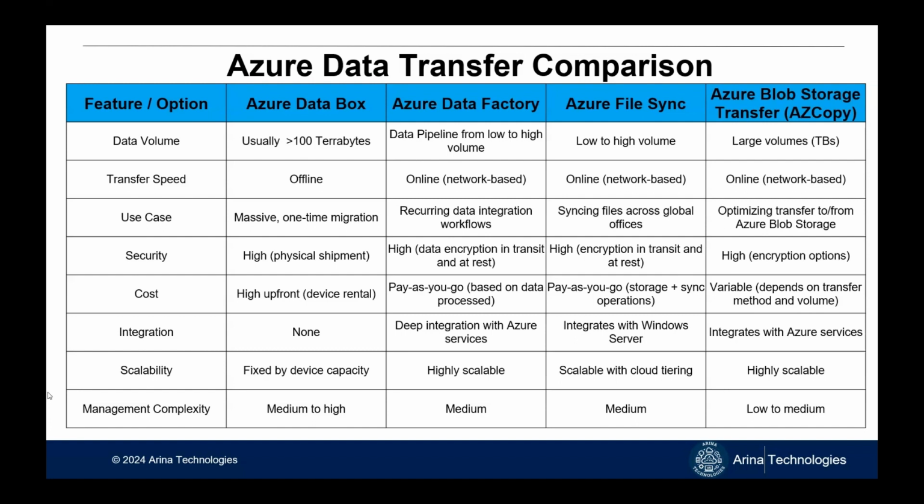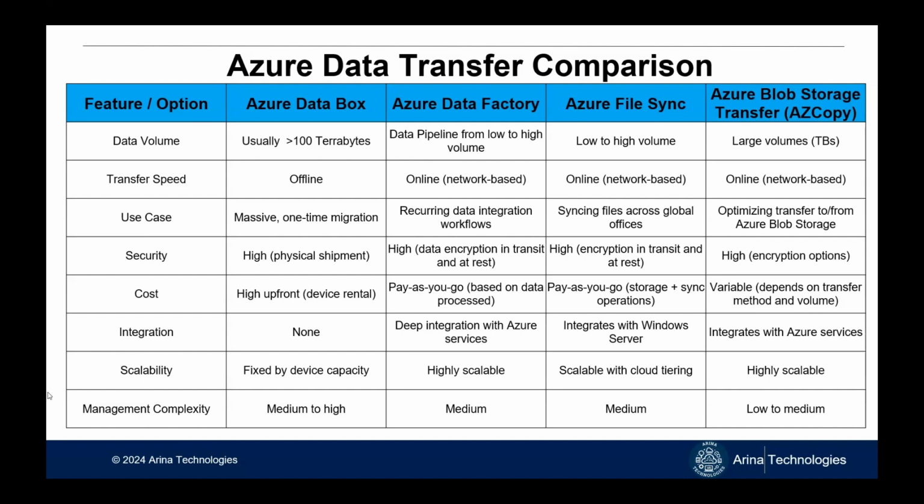The scalability depends on what amount of data you want to transfer, whether you want to have one Data Box or multiple. That is where I put it: it's fixed by device capacity. And Data Factory is going to be highly scalable because it's for ETL pipelines, which are known for multiple scalability options. And likewise, File Sync as well, based on the Windows disks that you want to transfer the data from, it's very much scalable. And AzCopy, again, it's a CLI option, so it is based upon the code, and it'll be highly scalable.